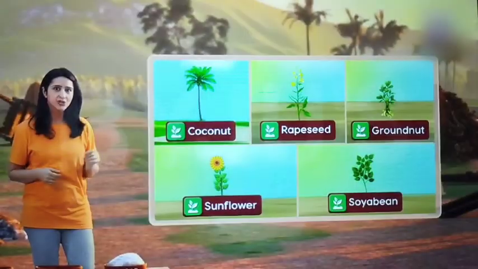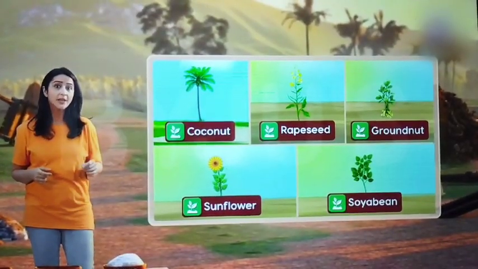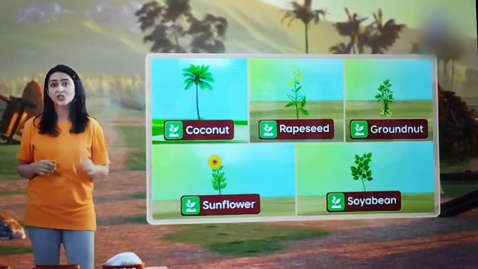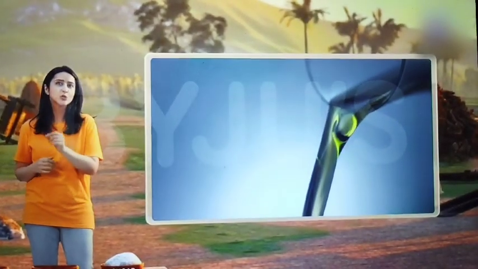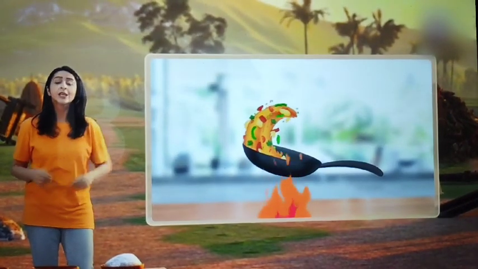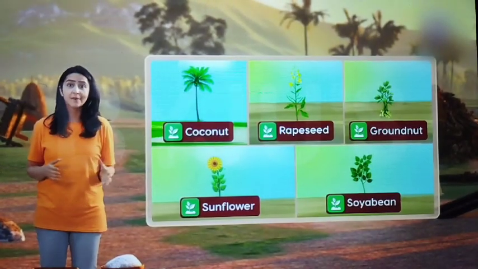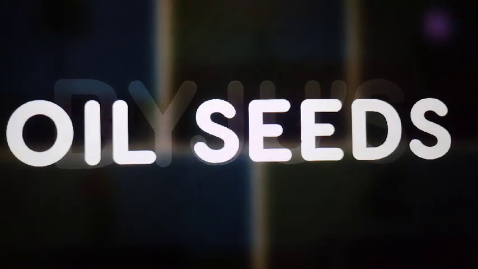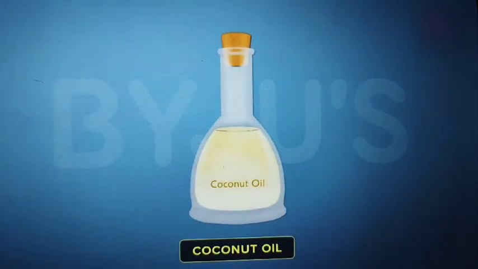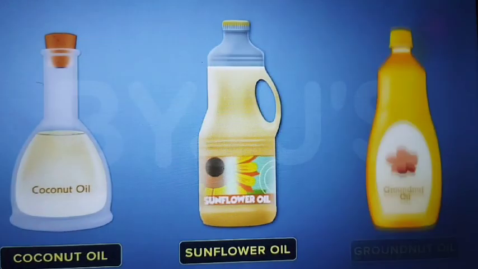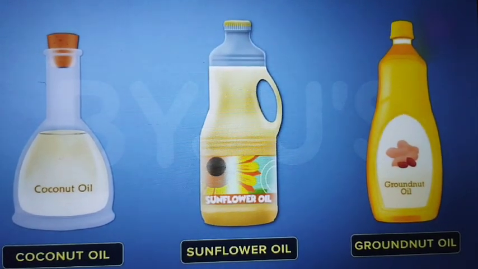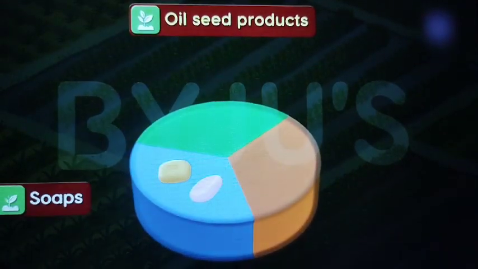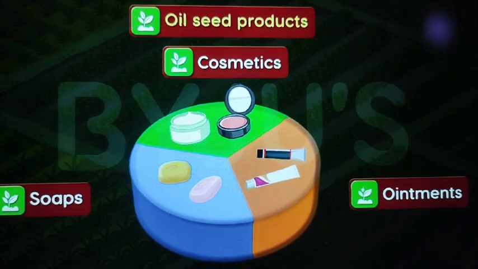Take a look at this image. Do you find anything common in all these crops? Well, all these crops are used to produce oil that we use to make delicious snacks. The crops from which different oils are made are called oil seeds. Now, you might have seen or used coconut oil, sunflower oil, and groundnut oil for cooking. Some of the oil seeds are used to manufacture goods such as soap, cosmetics, and ointments.